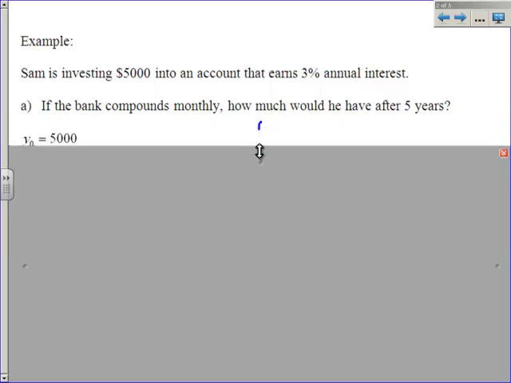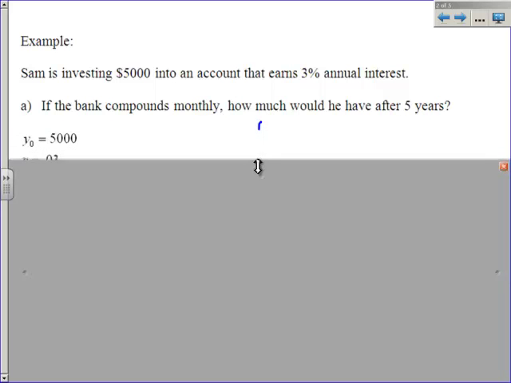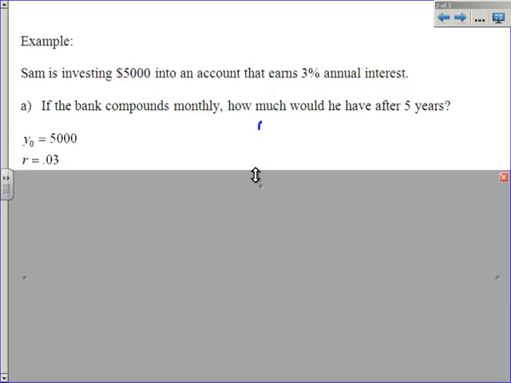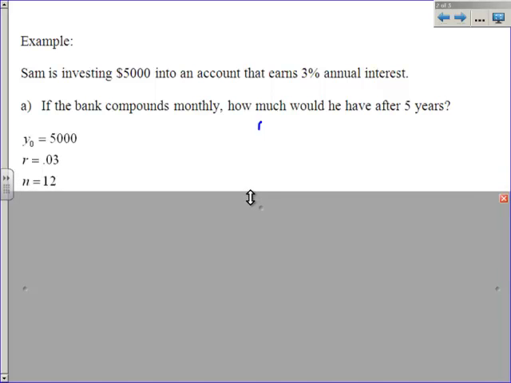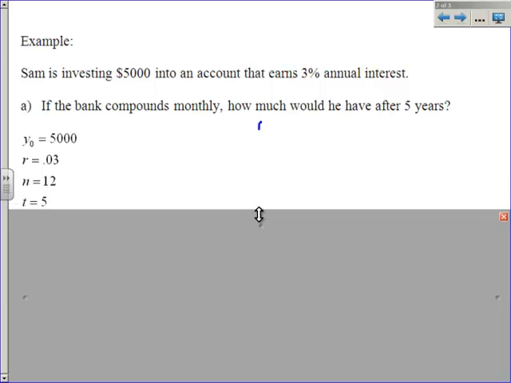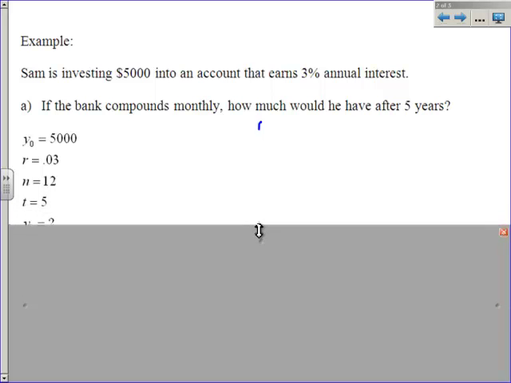So the 5,000, that's your initial amount. That's how much money you put in. The 3%, that's your interest rate, so that's 0.03. Now, you compound it monthly. There's 12 months in a year, so they're going to compound it 12 times in that year. And then the time is 5 years.